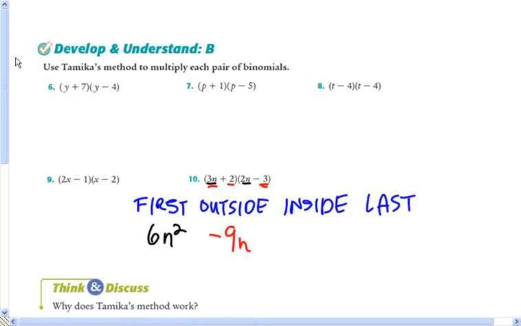Then inside would be the 2 and the 2n. 2 times 2n is 4n. And then the last two terms would be the 2 and the minus 3, which makes minus 6. And then I can just combine like terms. So I'm going to combine my minus 9n with my 4n, and I get 6n squared minus 5n minus 6.